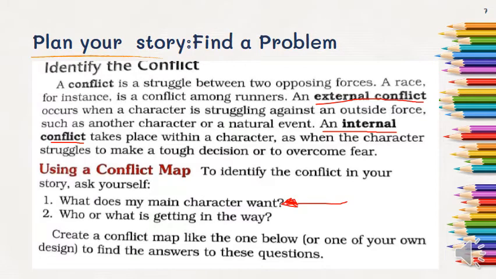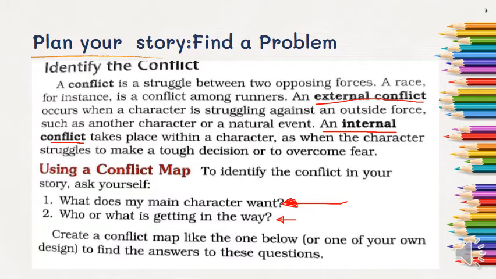There must be something in your short story. And who or what is getting in the way. This is very important also, because in each story you can find a protagonist, which is the good guy, and an antagonist, which is the bad guy. The bad guy can be a real person, or an event, a problem. So you have to identify all these things before you start writing your short story.